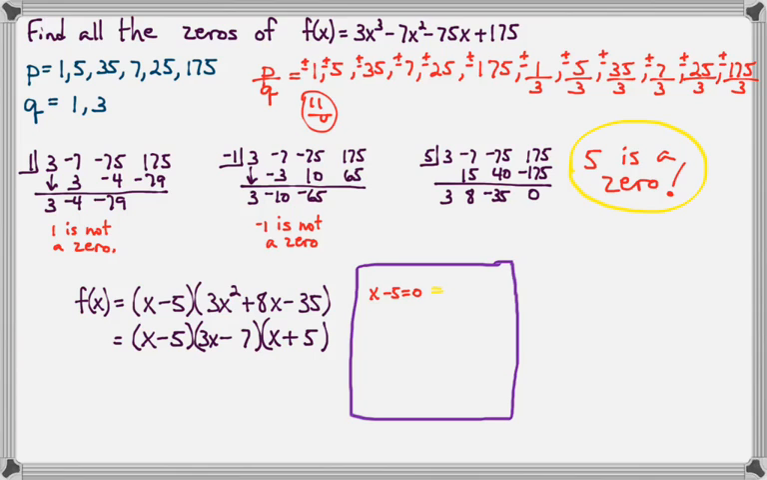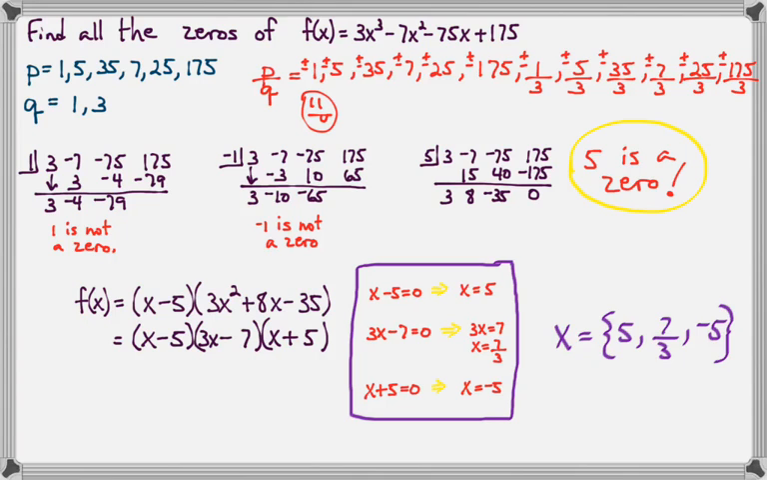If x minus 5 equals 0, that tells us x equals 5. If 3x minus 7 equals 0, then 3x equals 7 and x equals 7/3. If x plus 5 equals 0, then x equals negative 5. So our three solutions, or our three zeros, are 5, 7/3, and negative 5. And that's all.